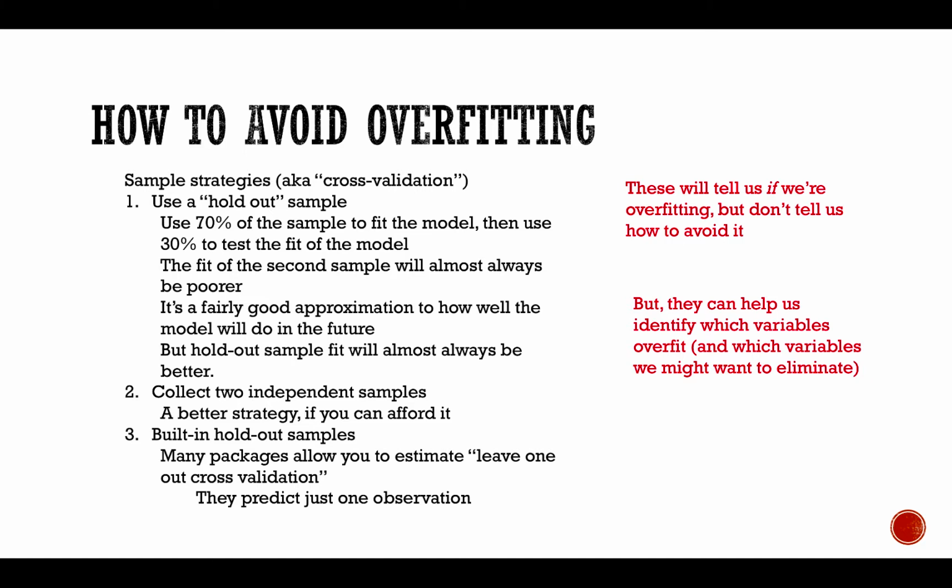And then step 3, or the third approach, is these built-in holdout sample ideas. This is kind of an automated way of doing it, I guess. A lot of statistical packages allow you to do leave one out cross-validation. Basically what that means is you use all the data points but one of them. You randomly leave one out and then predict the value of that one data point. And you do that over and over again, and it will give you some metrics about how well it's predicting the one data point that it didn't use to fit the model.